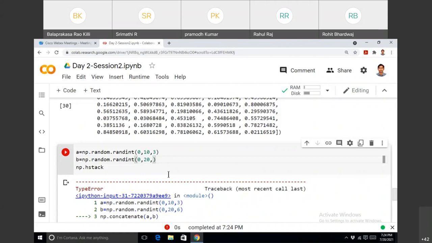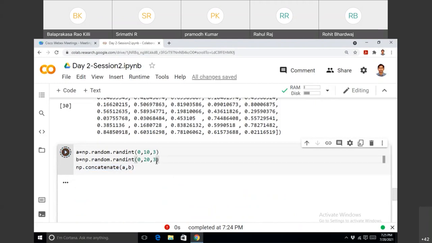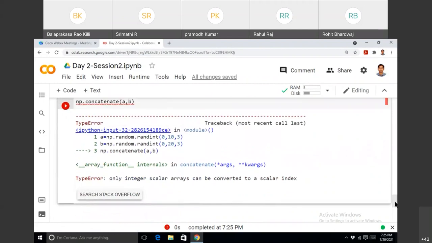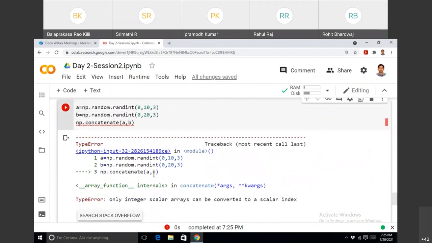So let me generate 3 numbers, then let me concatenate. Okay, let me generate 3 numbers. Now let me concatenate. Still, it is not working. Integer scalars cannot be converted into scalar index. Randint, it should work. Okay, no issue. There are some other commands. np.hstack. Let me see hstack a comma b. Okay, it is also not working. hstack and these commands, but they should work actually.